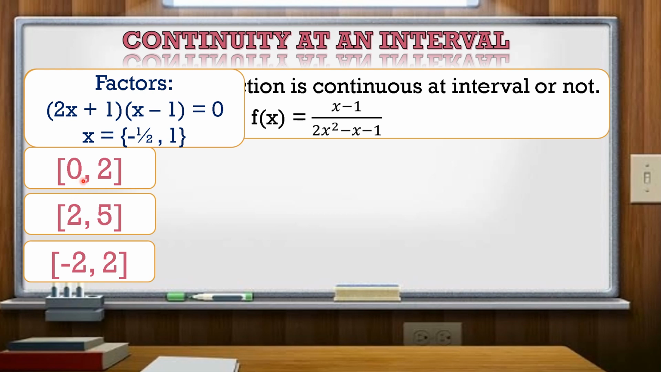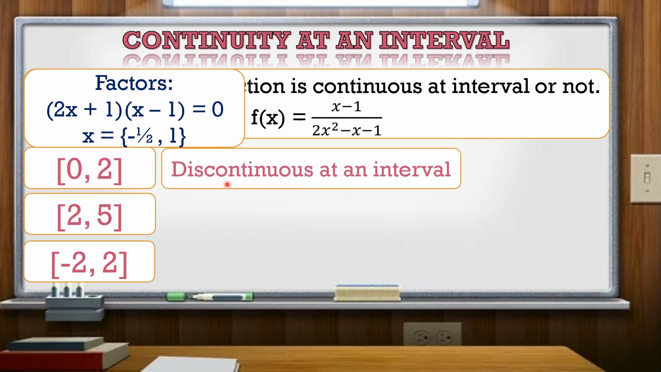So, una, si 0, 2. So, 0 kasama. Okay? Kasama yung 0, kasama yung 2, at yung mga numbers in between 0 and 2. So, what are numbers in between of 0 and 2? 1. Okay? So, yung 1, sabi natin, factor kanina ng denominator. So, magiging, ano siya? Indeterminate. And thus, 0 to 2 is discontinuous at an interval. And also, discontinuous at 1.